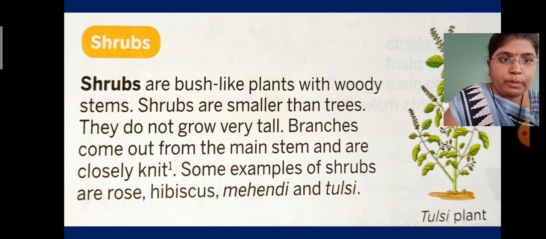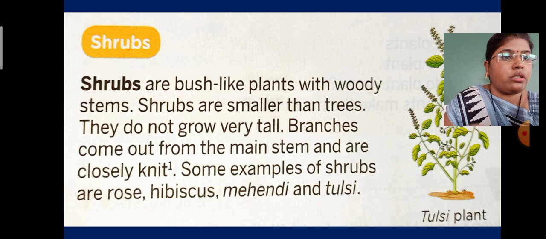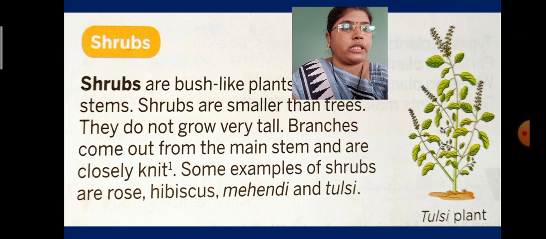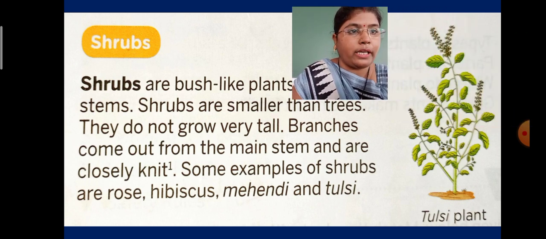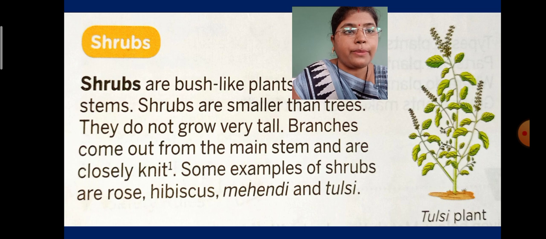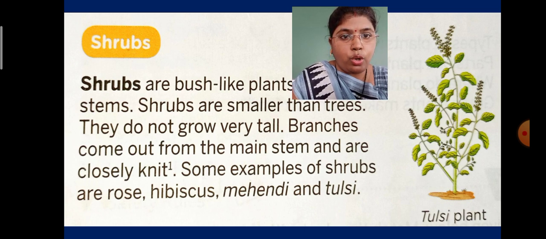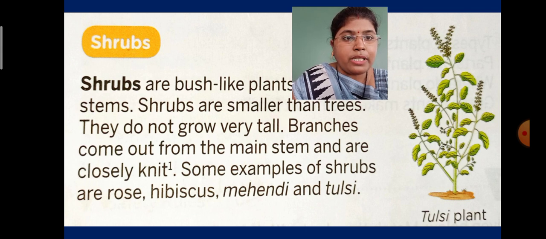Branches come out from the main stem. Okay, so see the picture. I am going to show you the picture. See, this is the picture of a tulsi plant. You can see the main stem, which is in the center or in the middle part, and the branches are from that. And they are closely knit. Knit means tied together or joined together.